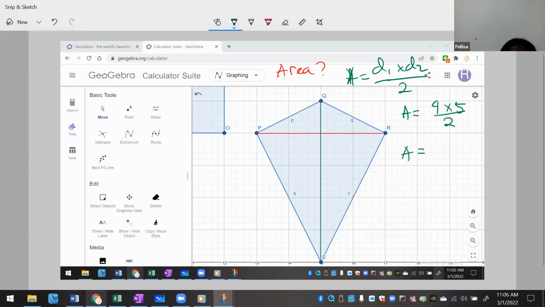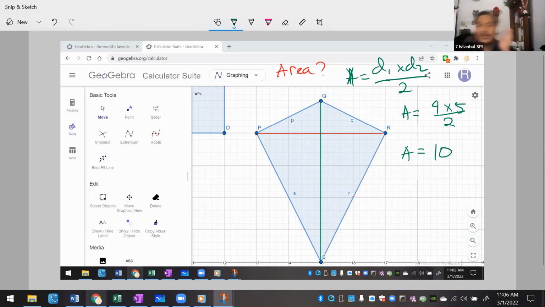18? Almost, ya. 4 times 5 is berapa ya? 4 times 5 is 20, I think. 20 divided by 2, ya? Okay, ya. 20 divided by 2 is equal to 10. 4 times 5 is 20, 20 divided by 2 is equal to 10. Okay. Gitu ya, jadi 10 unit square.